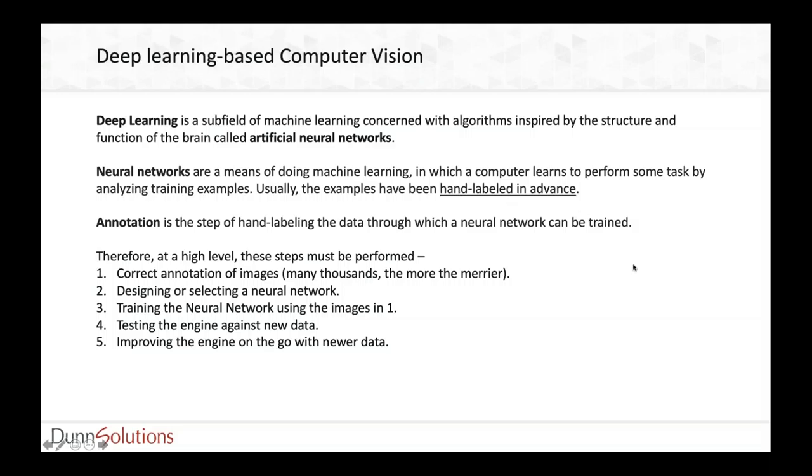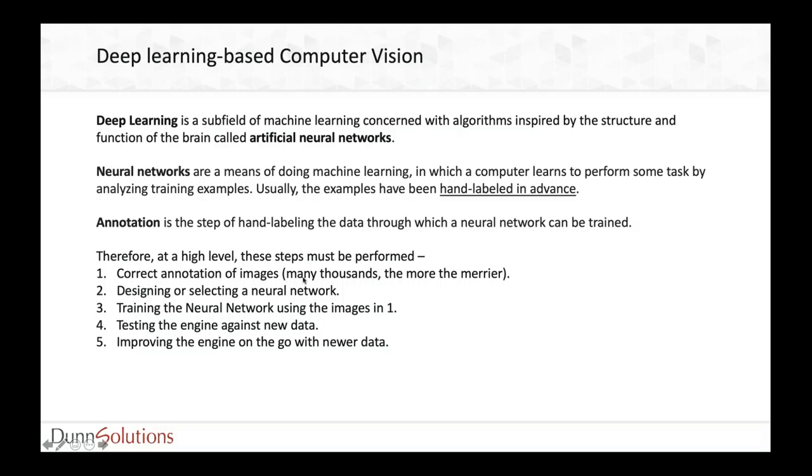Moving on to the technique in computer vision that's used right now, it's deep learning. Deep learning is a subfield of machine learning that is modeled around artificial neural networks. Neural networks are usually a means of doing machine learning where a computer does a bunch of tasks by analyzing some training examples. What that means is, to start with, before you have a model, you have a data set. This is really important. The data set that you have is hand labeled. So a human has to be a part at the beginning to show the computer what is right and what is wrong, especially for supervised learning. Annotation is basically the step of hand labeling the data through which a neural network can be trained. And exactly how the annotation is done, we'll get to in the next few slides. But that's what you need at the very beginning.